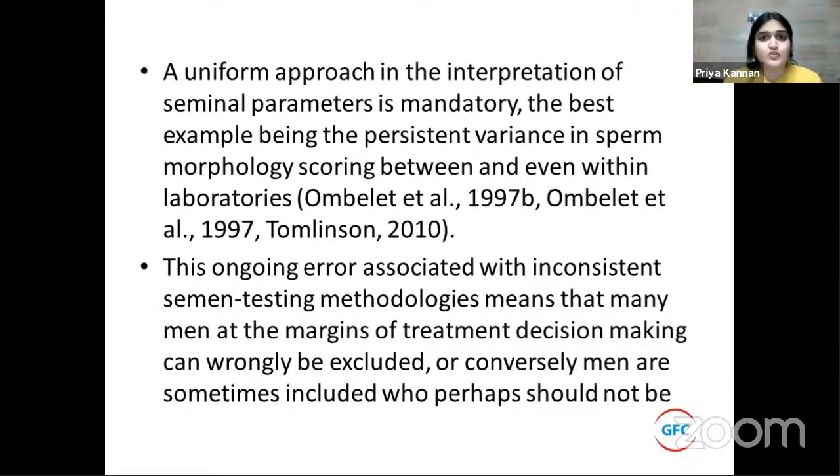A uniform approach, as I had told you, in the interpretation of the seminal parameters is mandatory. The best example is the persistent variance in sperm morphology scoring between and even within laboratories. This ongoing error has been associated with inconsistent semen testing methodologies, meaning that many men at the margins of treatment decision making can be wrongly excluded or sometimes wrongly included, which is why training is extremely important for semen analysis. Why I'm stressing so much on the training is because there is a huge variation in semen analysis reports between one lab and another.